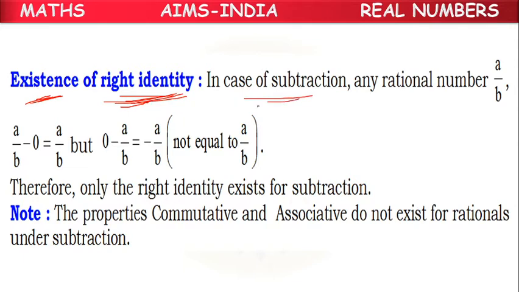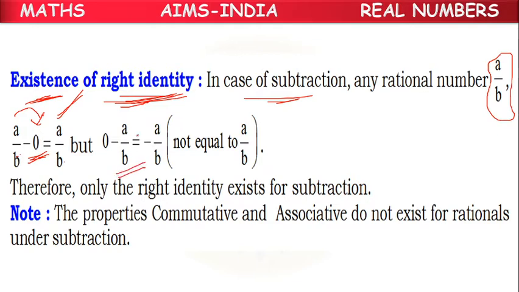So in the case of subtraction, if we have a rational number a by b, and we subtract 0 from the rational number, its value will be the same. It won't lose its identity. If we subtract 0 from the right side, then its value does not change.